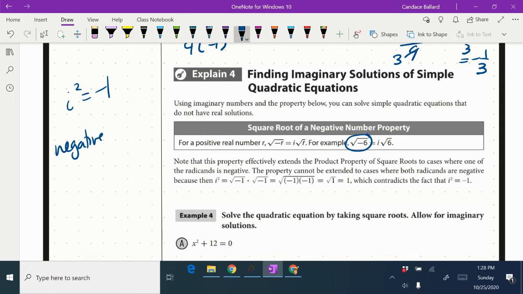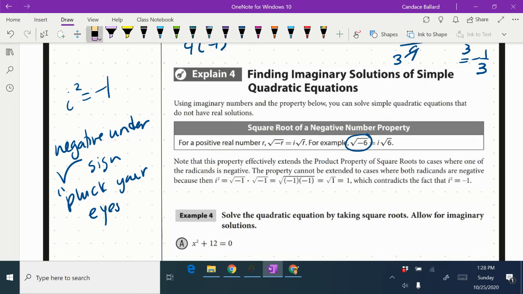Negative under a radical sign, we are going to pluck your eyes out. Oops, I wrote eyes wrong, didn't I? Your eyes out. Okay, so hopefully it makes it so you remember it. Or pluck maybe my eyes out, something like that.